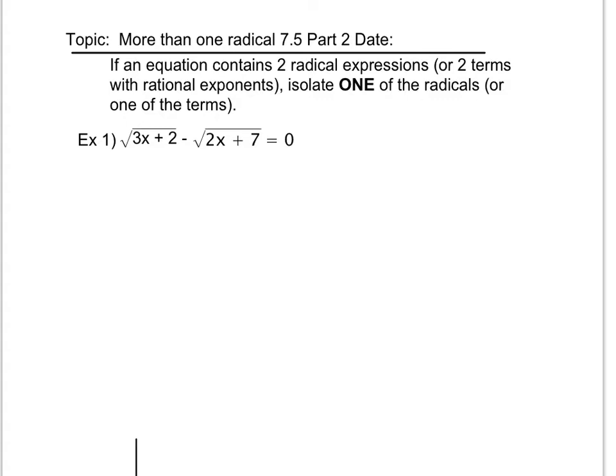What you're going to want to do is isolate one of the radicals. That means get one of the radicals on one side of the equation by itself. You cannot have both radicals on the same side. You have to get one radical by itself.